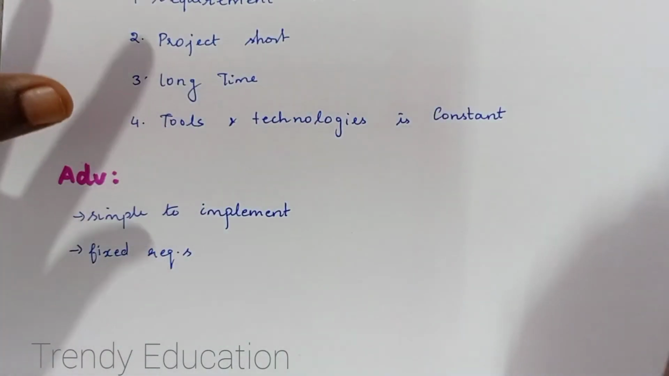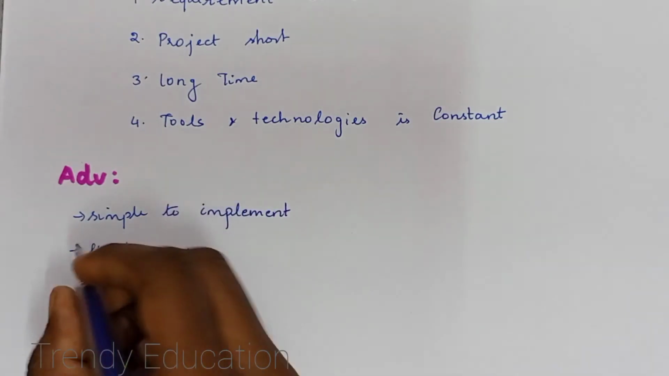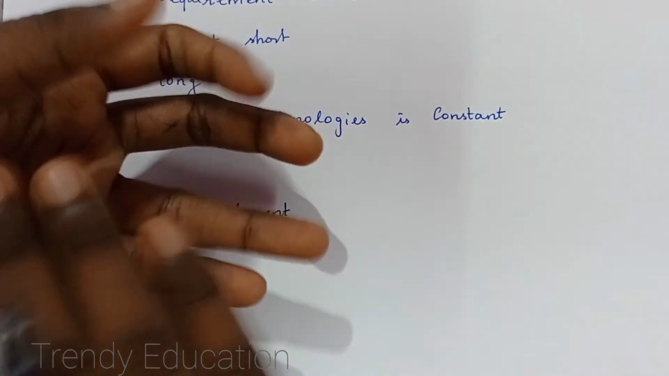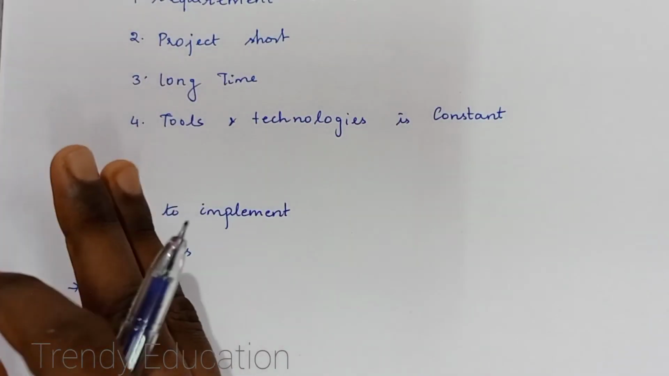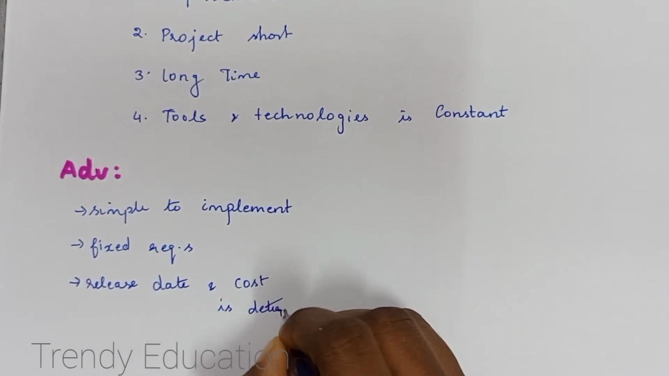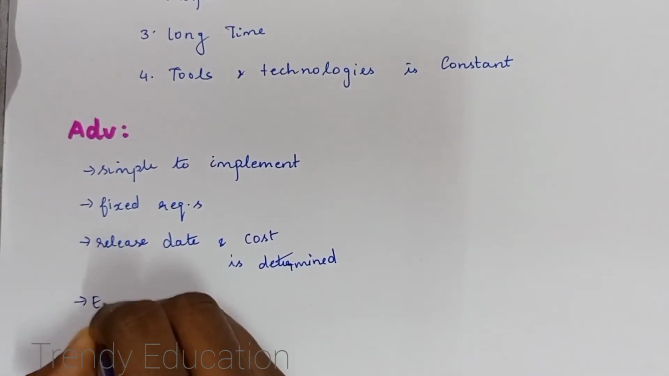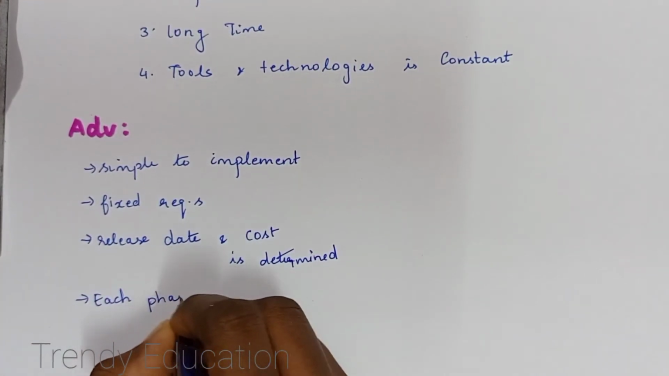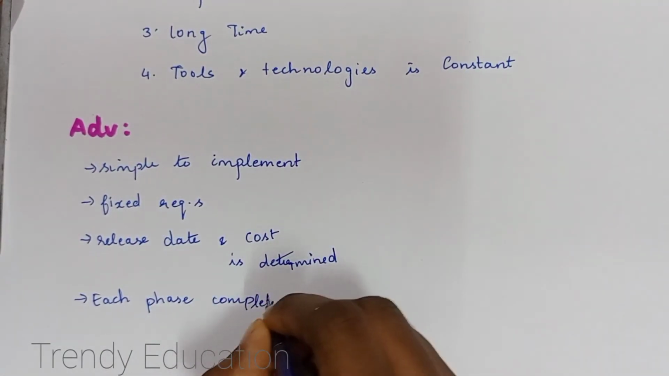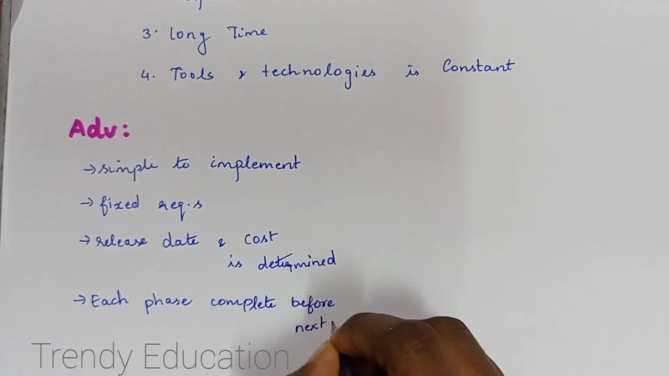So this is the second advantage of the waterfall model. And coming to the third advantage, the release date and cost, everything is planned in prior. So there is no confusion in that. Cost is determined. Each phase is completed before the next stage starts. Right? Complete before the next phase. So this is the fourth advantage.